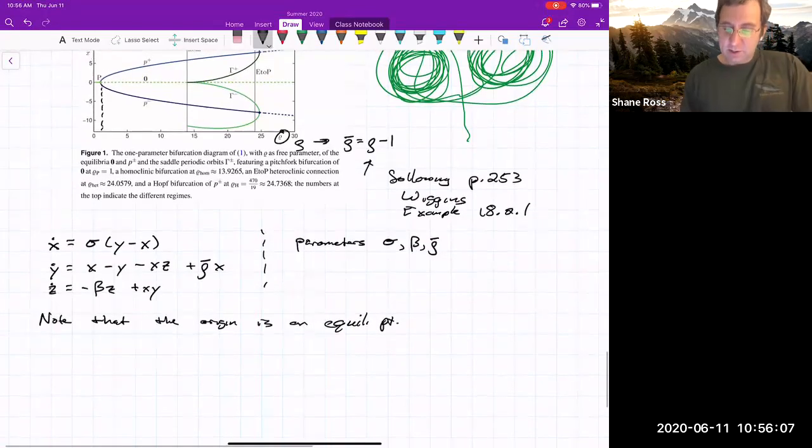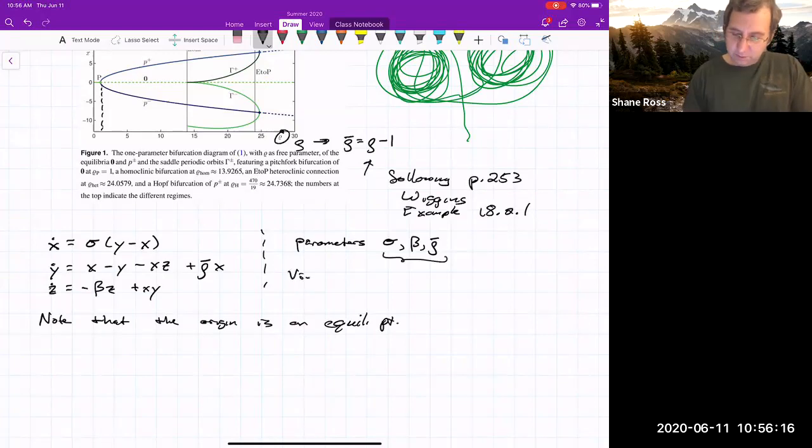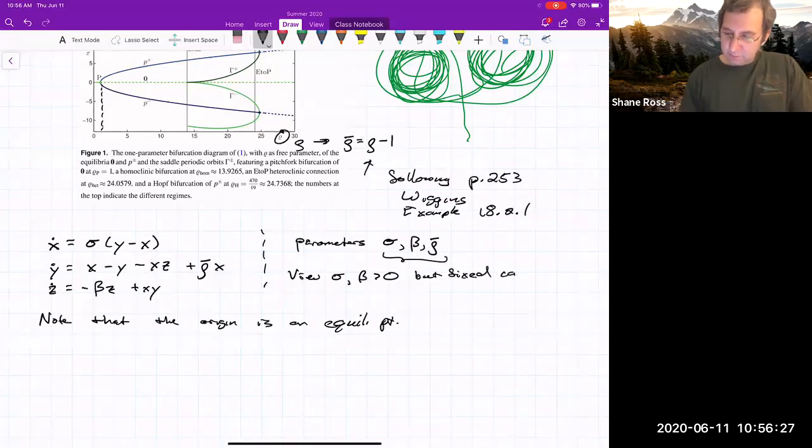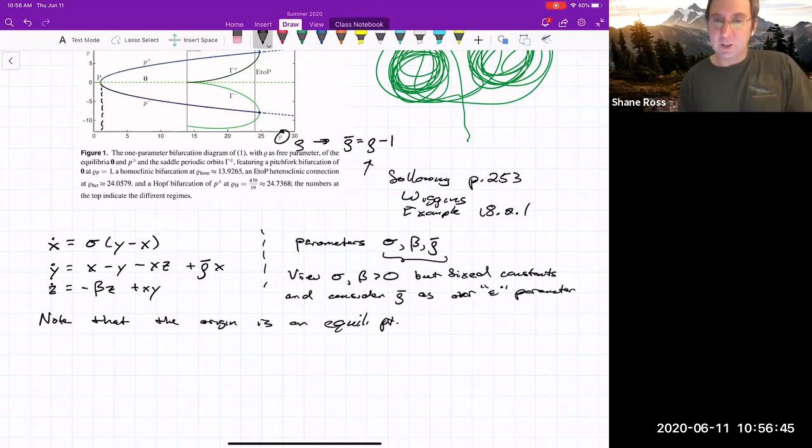And we're not going to look at the dynamics on the center manifold as a function of all three of these parameters. We're going to view sigma and beta as greater than 0, but fixed. We'll treat them as fixed constants. And then we'll consider rho bar as, if you want, our epsilon parameter. It's the thing that we will look at change with respect to rho bar, okay?